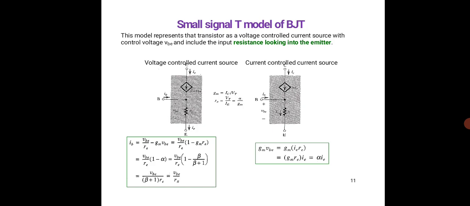So here I have represented two current sources. One is voltage controlled, the other one is current controlled, and the approximations have been given, which are listed in the box. Okay, so finally I can say that gm VBE will be equal to alpha IE, and similarly I can write an expression for the base current IB.